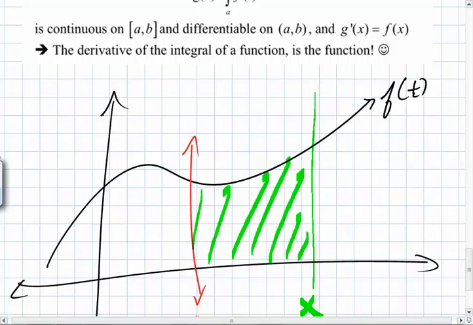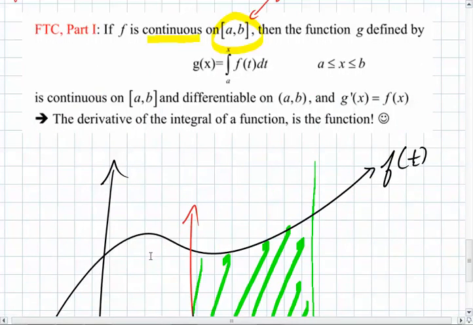And then as this moves over, what happens to the overall value of g of x? It increases. As I move this barrier, the green barrier, over, what happens to the overall area? It increases. What happens if I move it towards that value? It decreases, right? So all this is saying, that's the definition so far.